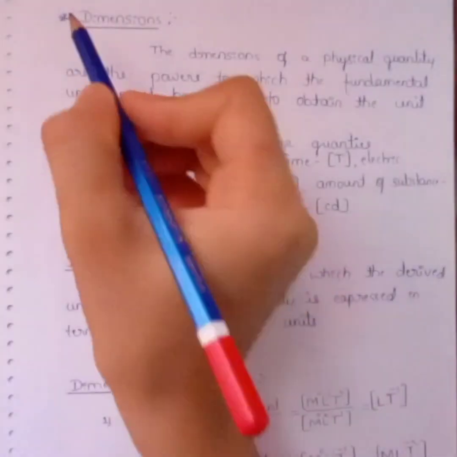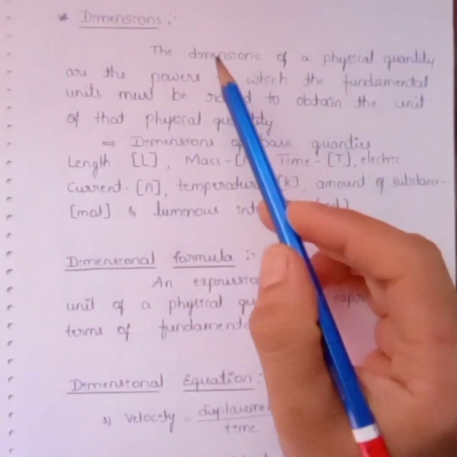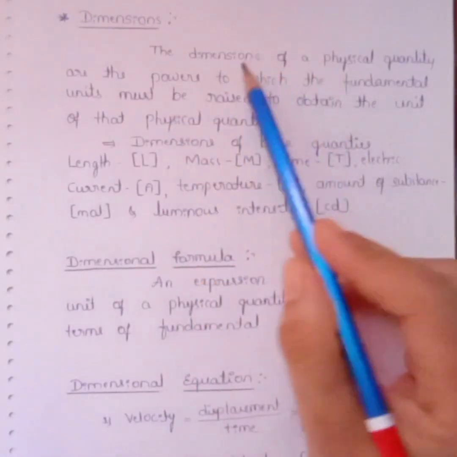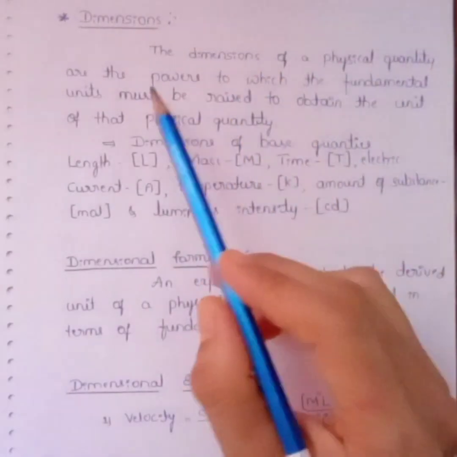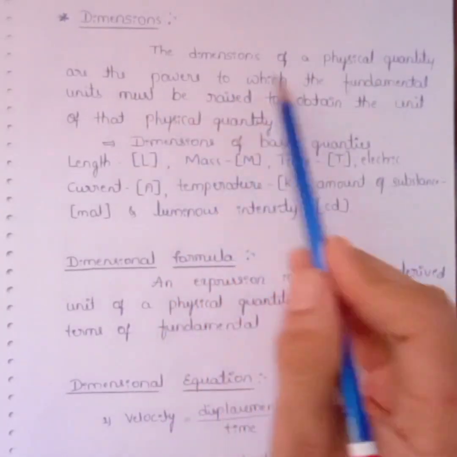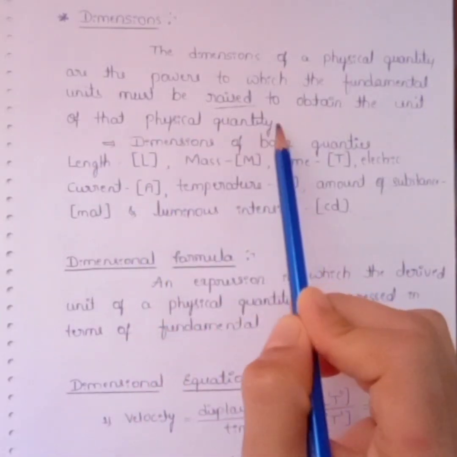Next topic is dimensions. Then what do you mean by dimension? A dimension of a physical quantity are the powers to which the fundamental units must be raised to obtain the unit of that physical quantity.